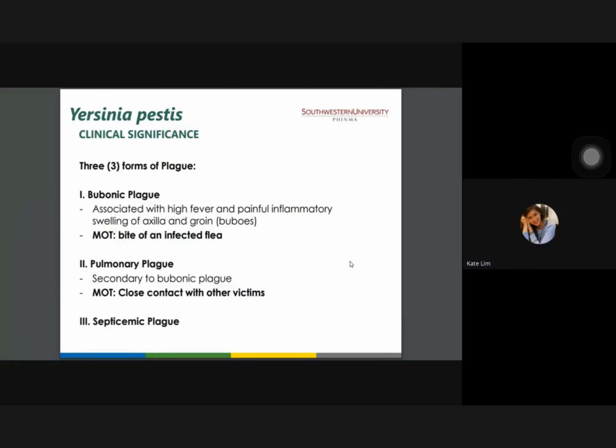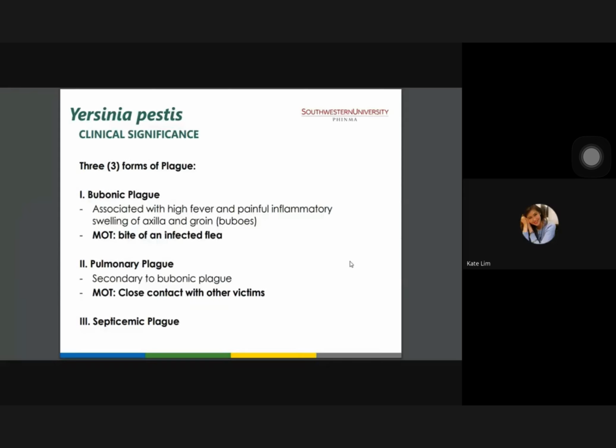What we have here are the three forms of plague. Each form has distinct characteristics and mode of transmission. Number one, we have the bubonic plague. The bubonic plague is the most common form of the disease, and it is what we often think of when we hear plague.